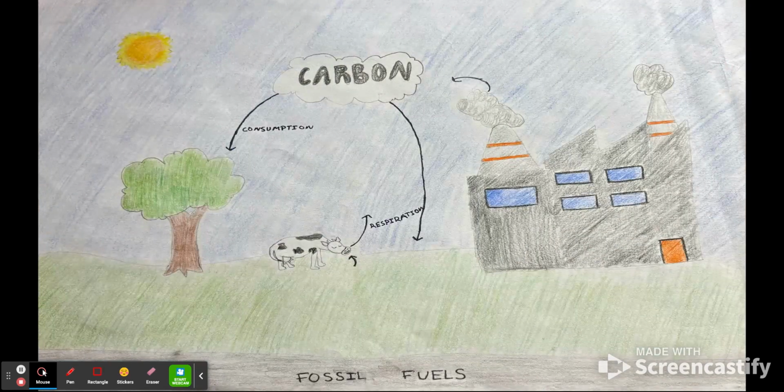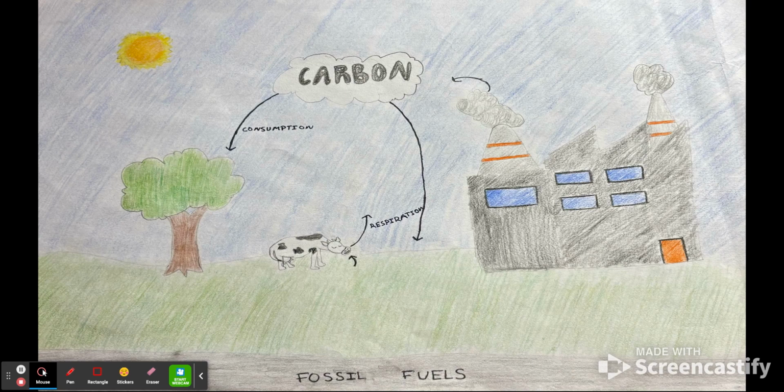The carbon cycle is similar on land. Carbon is absorbed from the atmosphere by plants that use it for photosynthesis. These plants store large amounts of carbon until they are consumed by animals, such as humans. Animals release carbon back into the atmosphere through respiration.